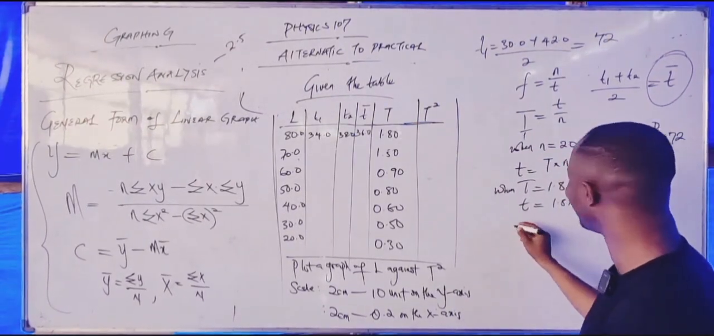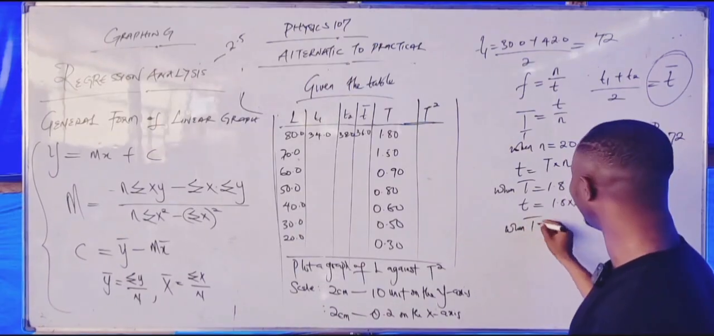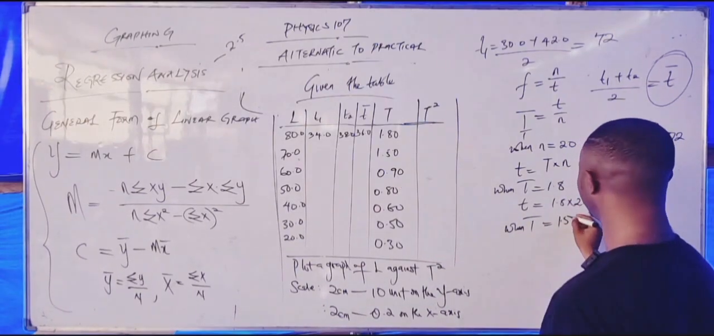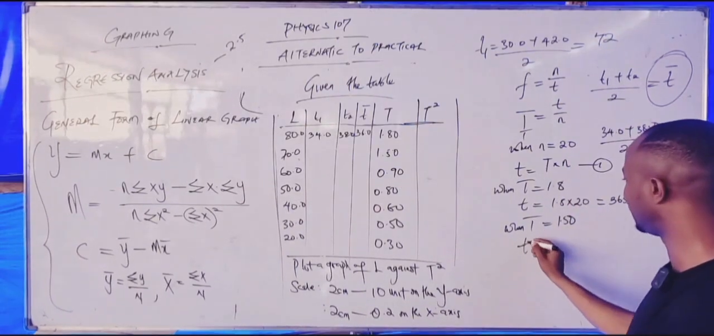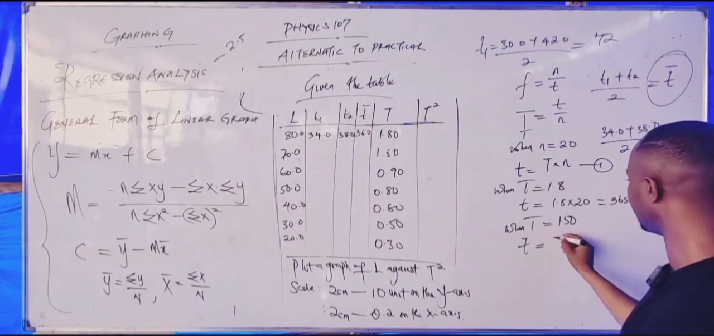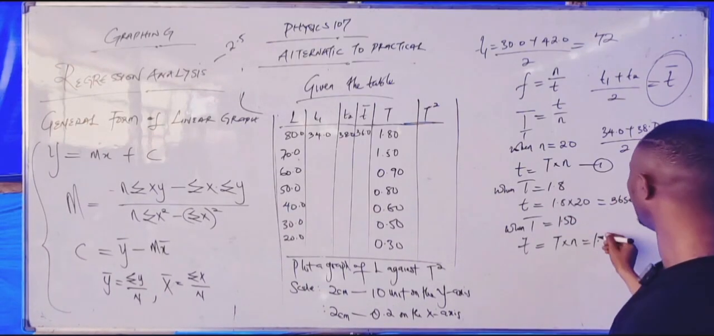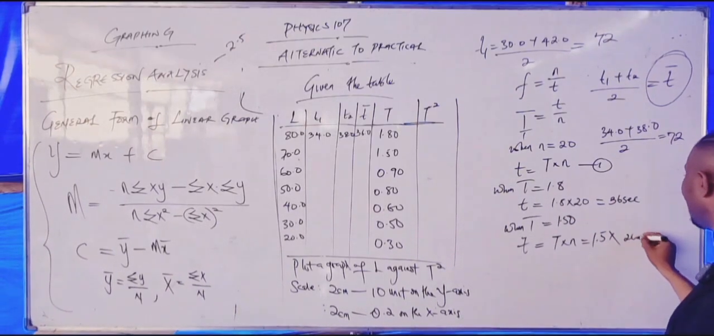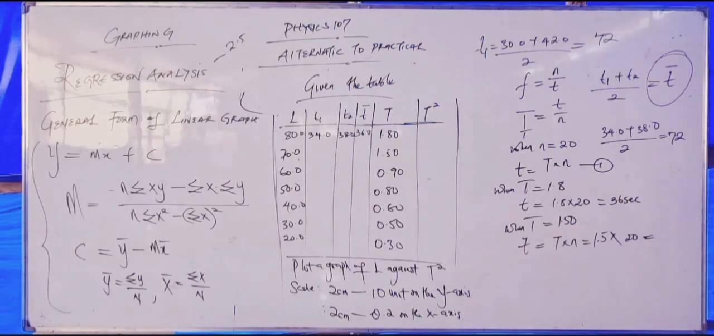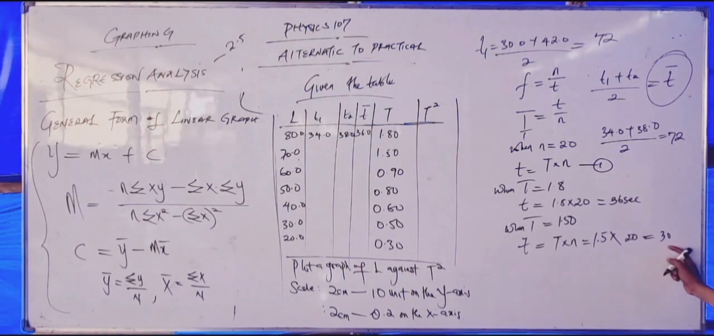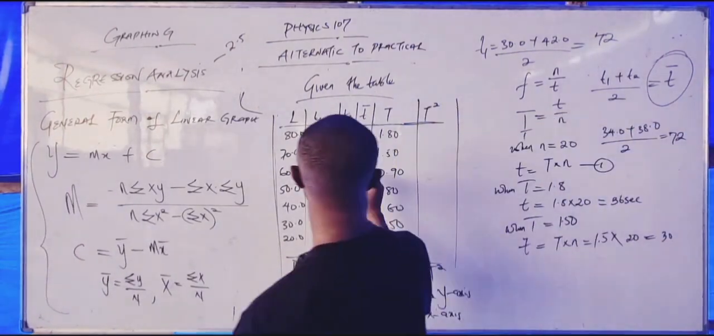So let's look at when T is equal to 1.50. So what was that small T? That's T average, yeah? Big T times N, which is 1.5 times 20. What do you have here? 30 seconds. So our T average is 30.